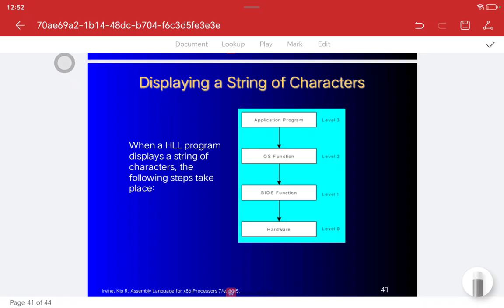So when they say that a HLL program displays a string of characters, the following steps take place. The HLL program, this one is a high level language, right? So the first step is that we need a hardware, a BIOS function, an OS function. Obviously hardware cannot run without an OS, right? Then also an application program.